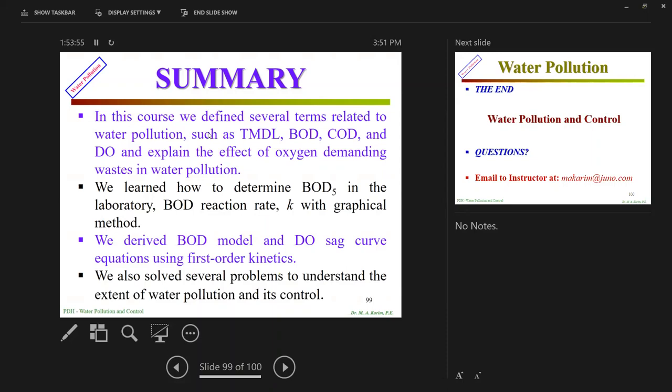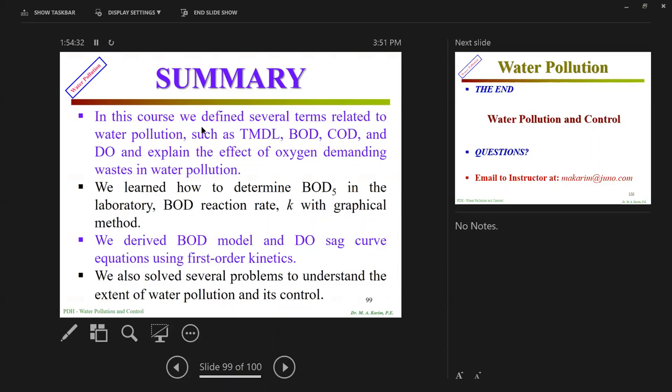We also solved several problems to understand the extent of water pollution and its control, right? We started with the theoretical oxygen demand, then did one problem finding the BOD5 and BOD3 and ultimate BOD, then another problem to find the value of K, and then the sag. Then the sixth problem, we had to use the weighted average to calculate the mixing conditions of the river after mixing the river water with the discharge.